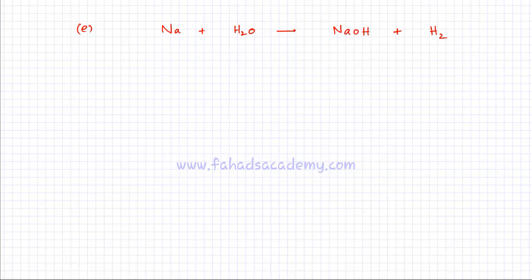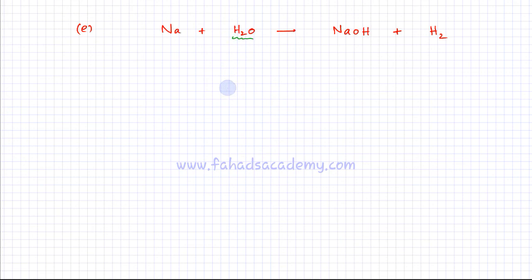In this example, I'm going to deal with slightly tricky equations which are harder to balance. Now, if you look at this entire equation, there's one Na on the left hand side and there's one Na on the right hand side. So sodiums are balanced. There's one oxygen and there's one oxygen on the right hand side. That's also balanced.